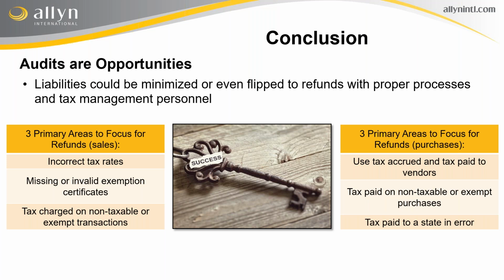So to review, look at these 3 primary areas as you focus on refunds of sales tax: incorrect tax rates, missing or invalid exemption certificates, tax charged on non-taxable or exempt transactions. And look at these 3 main areas as you focus on refunds of tax on the purchases side: use tax accrued and tax paid to vendors, tax paid on non-taxable or exempt purchases, and tax paid to a state in error.